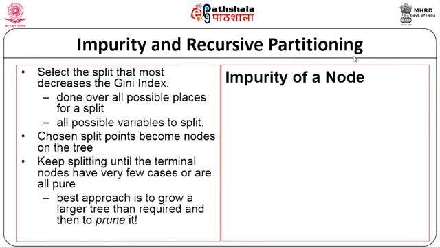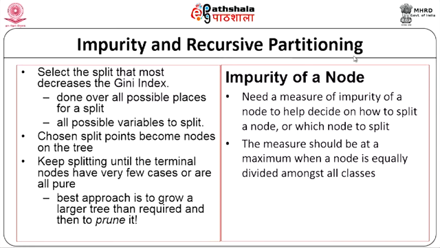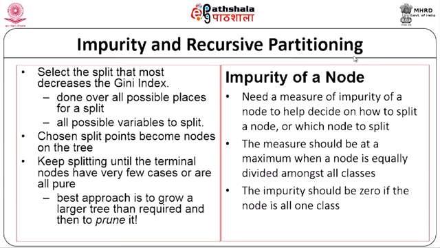So, the best approach is to grow a larger tree than required and prune it. So, what is the impurity of a node? To do this we need a measure of the impurity of a node to help decide how to split a node or which node to split. The measure should be at the maximum when the node is equally divided among all the classes. The impurity should be 0 if the node is all in one class, that is what we want.